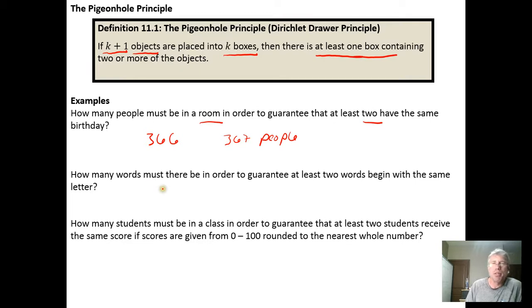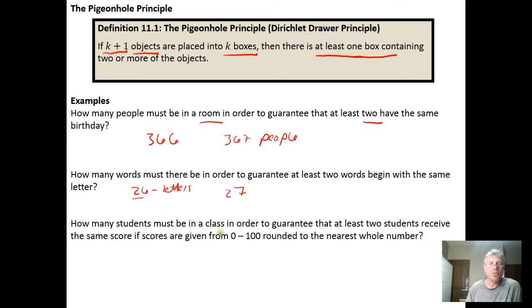How many words must there be in order to guarantee at least 2 words begin with the same letter? Well, if we go by the English alphabet, we have 26 letters in the English alphabet. So the pigeonhole principle would say, you need at least 27 words to distribute to the 26 boxes. The boxes are the letters, to guarantee that 2 of the words must be starting with the same letter.